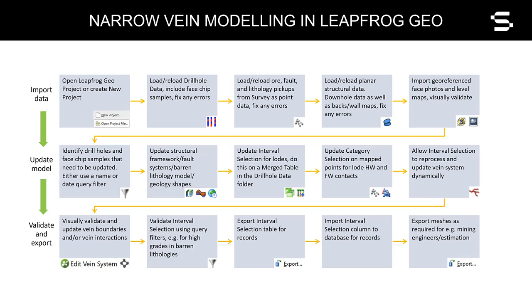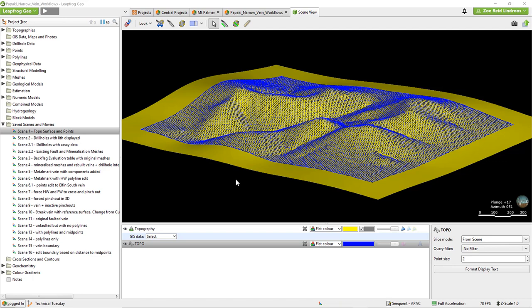Let's now jump into Leapfrog Geo. Throughout the demo, I'm going to make use of saved scenes to bring up relevant data and locations. And I'll utilize a couple of different datasets in order to demonstrate key functionality within Leapfrog. The data in this first example project comes from an underground silver mine. However, the workflows will be very similar for gold, silver, nickel, and any other narrow vein or shear hosted commodities.